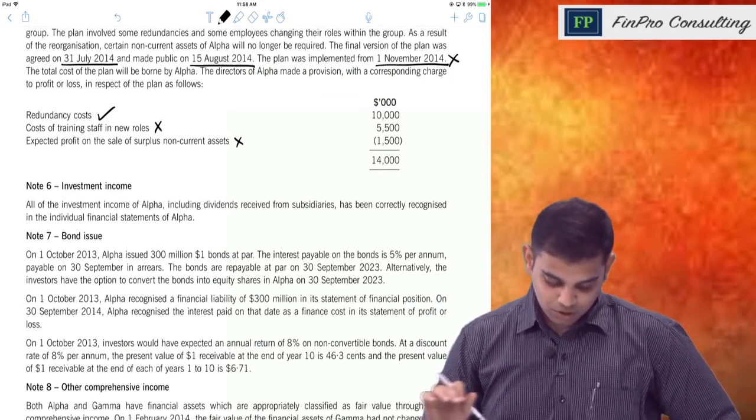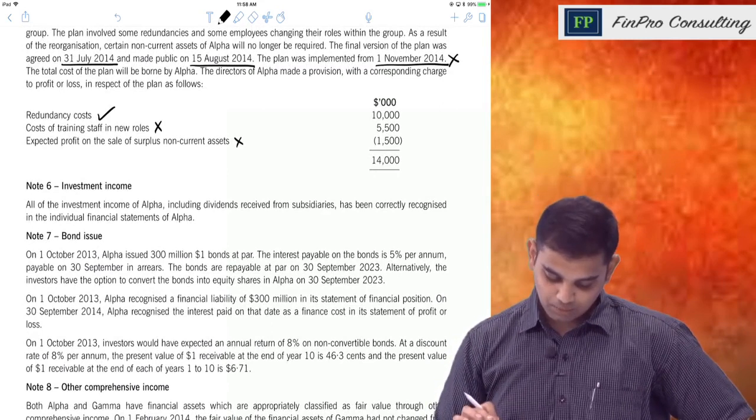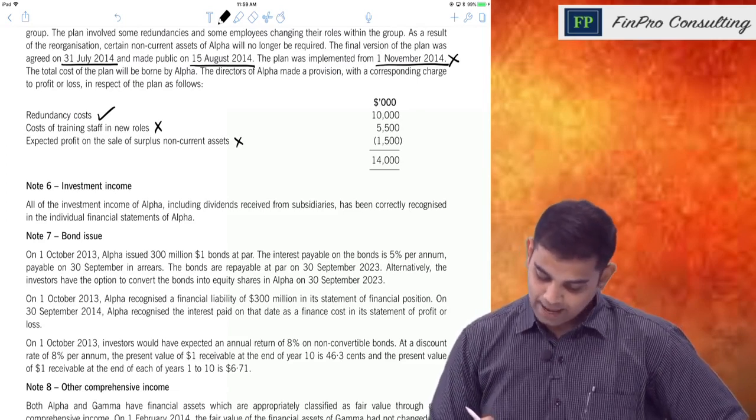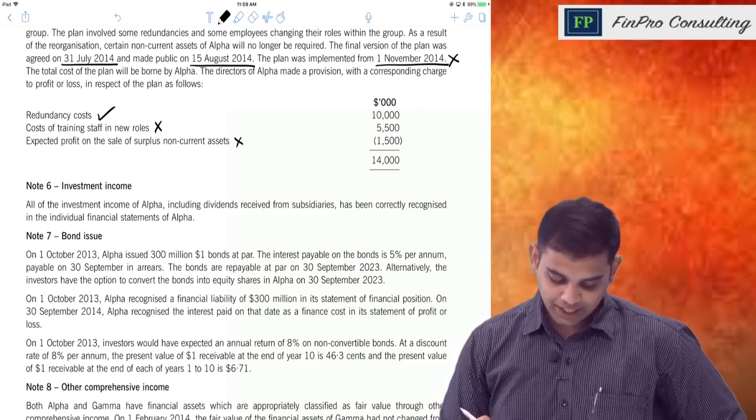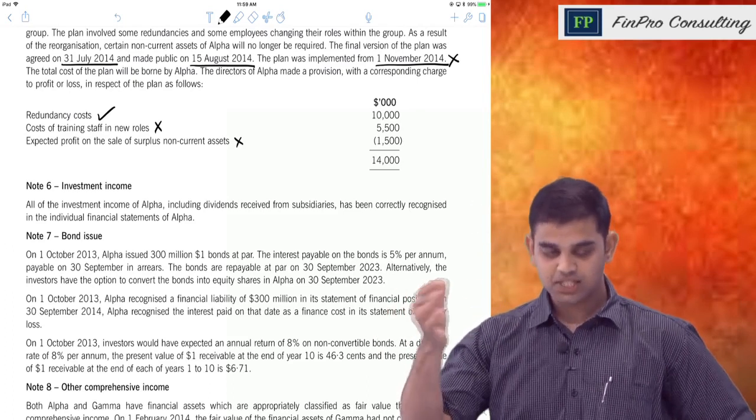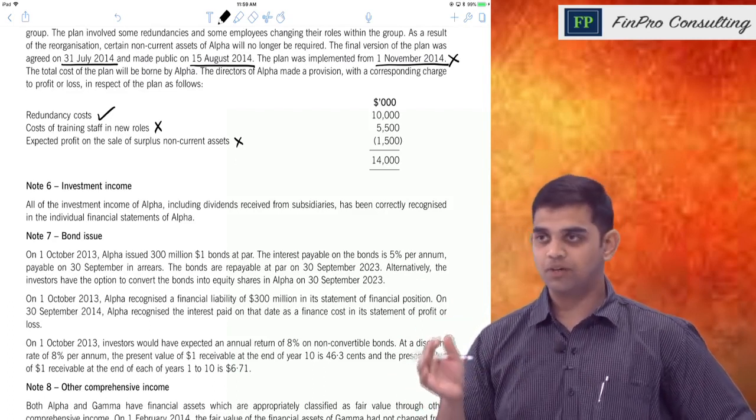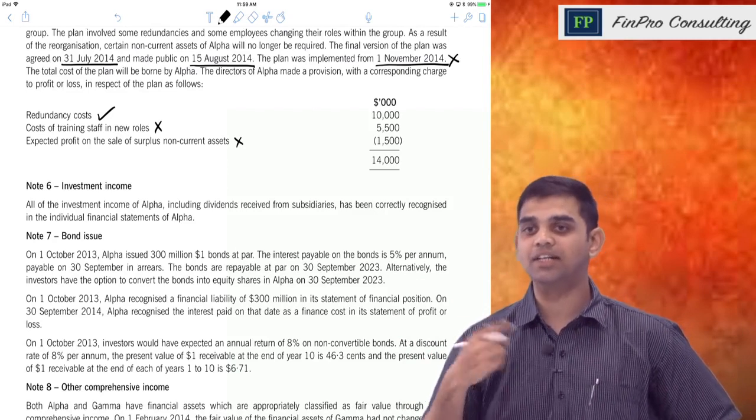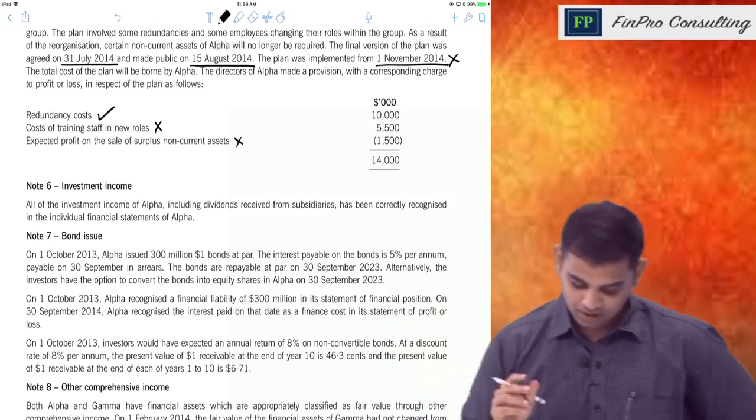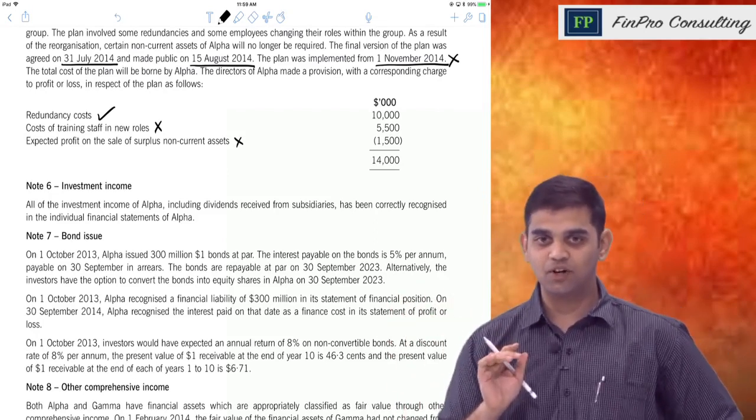Now, note 6, investment income. All of the investment income of Alpha, including dividends received from subsidiaries, has been correctly recognized in the individual financial statements of Alpha. That means Alpha has received a dividend from Beta and Gamma, which they have correctly recognized. If they have recognized it, that means there is an intercompany elimination which is required because it is an intercompany transaction. Now, when they give such a note, there is some hidden adjustment here. Otherwise, they will not give such a note.